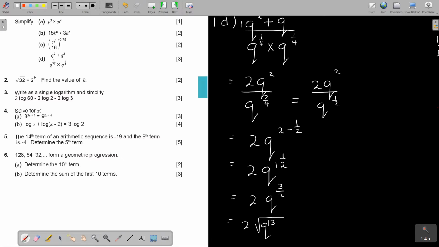So very important, just take it step by step. Don't try to do everything in one step. You do the addition, you do the multiplication, and then you get to the subtraction, and then you can even take it to a root. Okay, that's how you do that, indices.